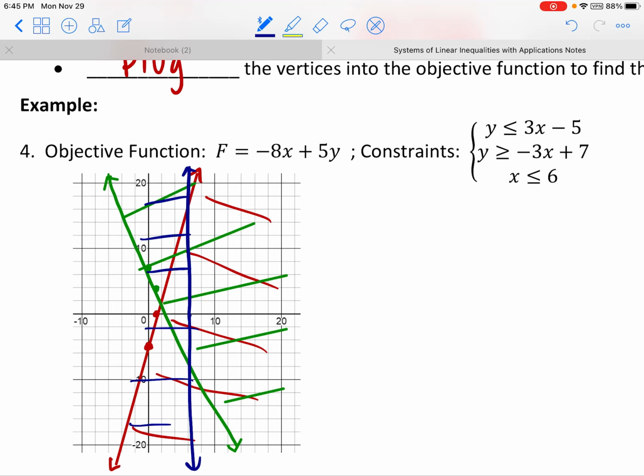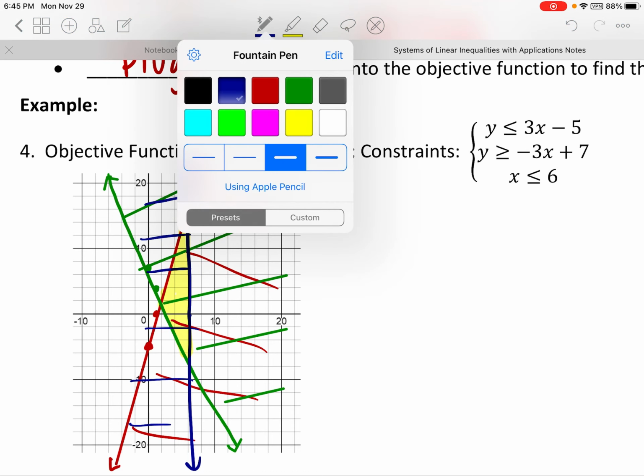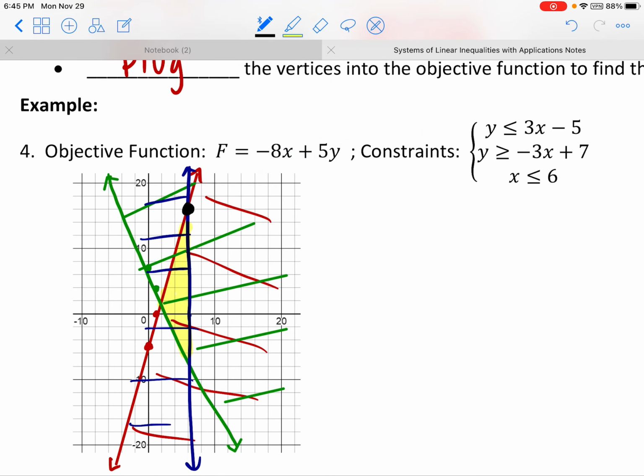What I'm looking for, again, is where do I have all 3 shaded? And that's going to be this triangular region in here. So this is my solution region. Now notice that solution region has vertices. There are these 3 corners that are enclosing it. And at one of those points, we're going to get the maximum or minimum with respect to this objective function. So I need to know exactly where those points are.